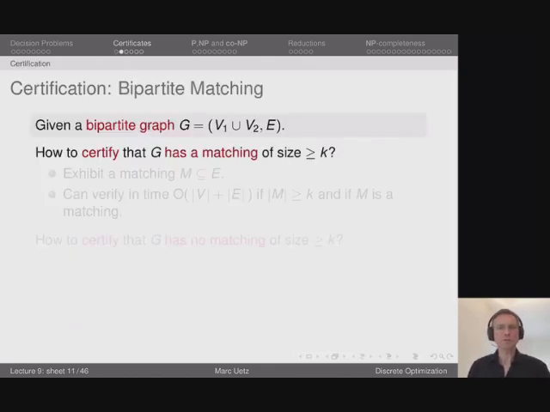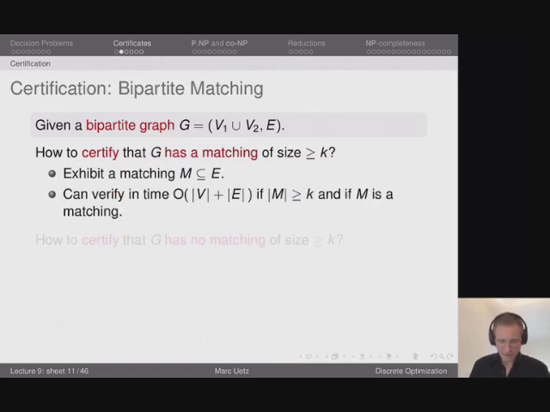Consider the bipartite matching problem to start with. So how would you certify to me that a graph G has a matching of a certain size K? Well, that's very simple, right? You just exhibit this particular matching M that is large enough, that has size at least K. And if you tell me which edges are matching edges, I can also verify your claim efficiently, right? So I just go over the whole graph and check if that is indeed a matching. So I have to verify all the degree constraints, and I have to check that the matching has the right size at least, right? So that's very easy.